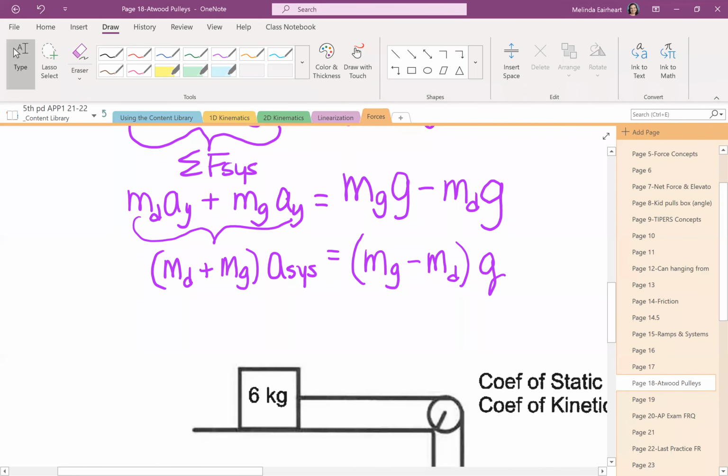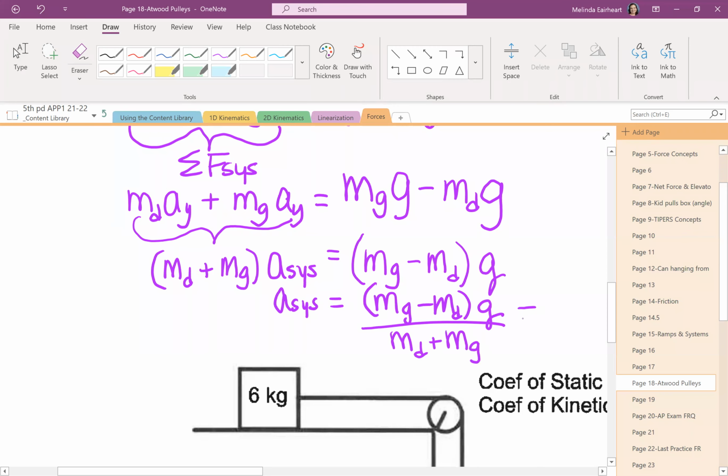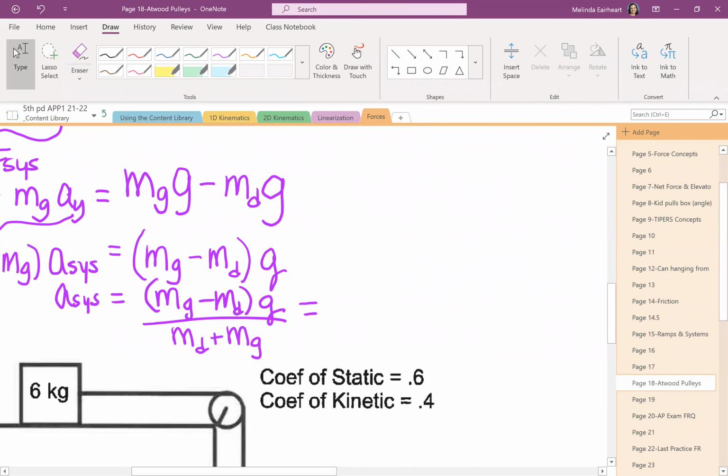So this is very typical. And then last variable step, to solve for the system acceleration, you take the difference in their masses times gravity divided by the sum of their masses. Okay. And not that it's at every time, but a lot of times when it's a side-by-side Atwood machine, this is the format you take, okay? It's the difference in the masses times gravity divided by the sum of the masses.